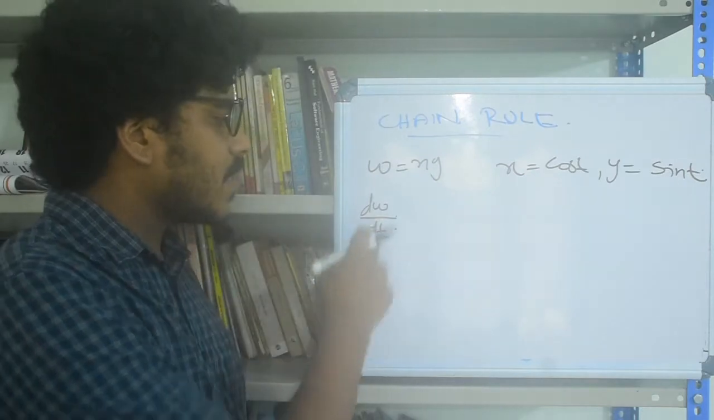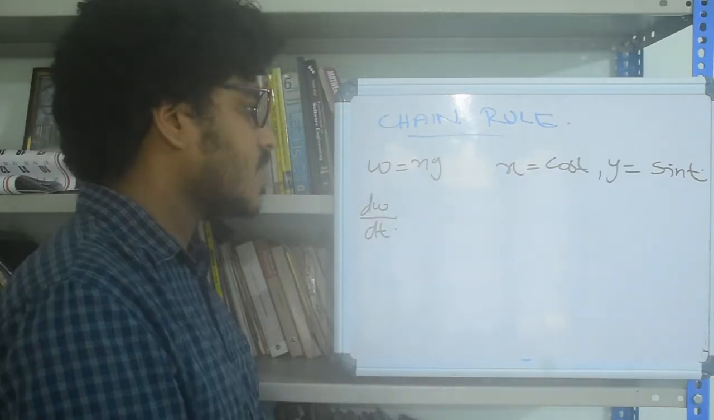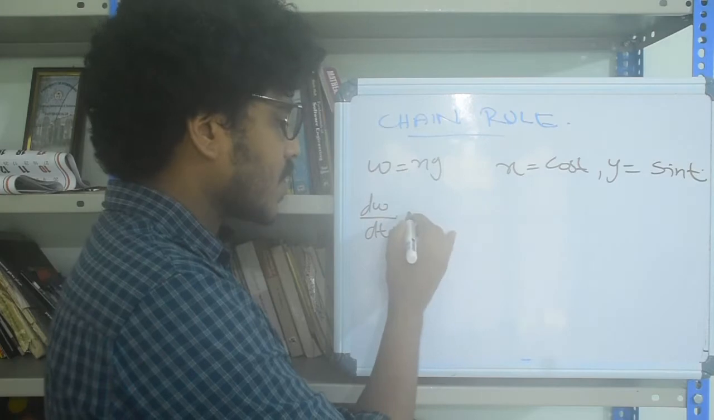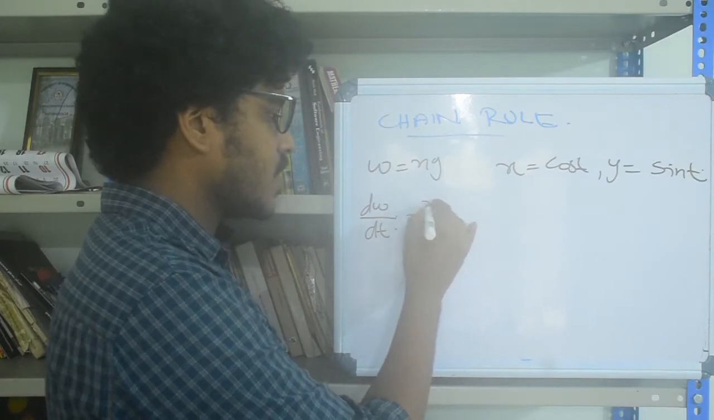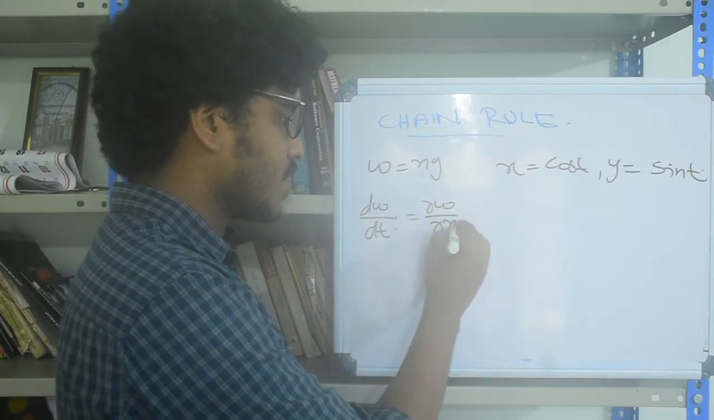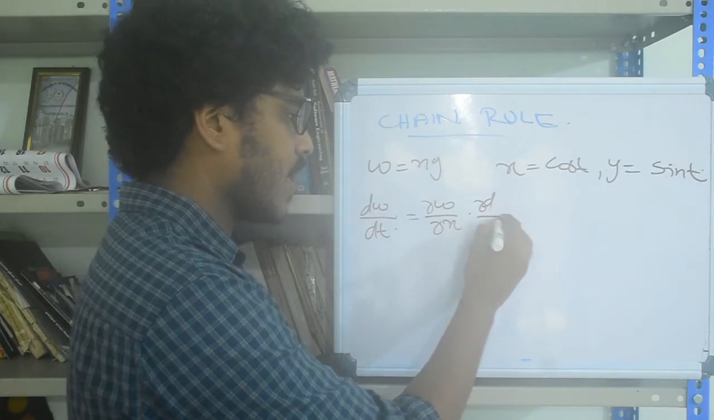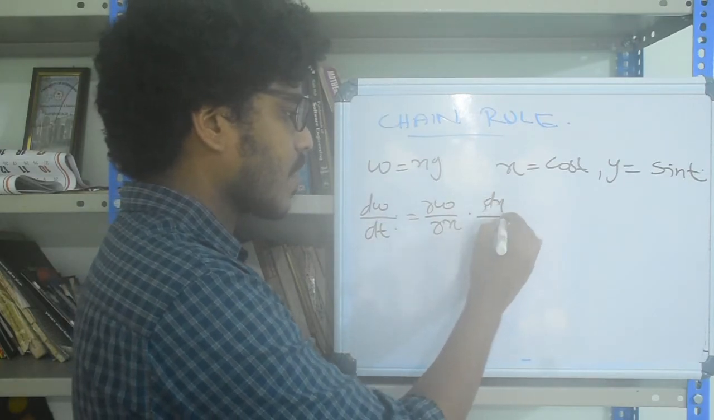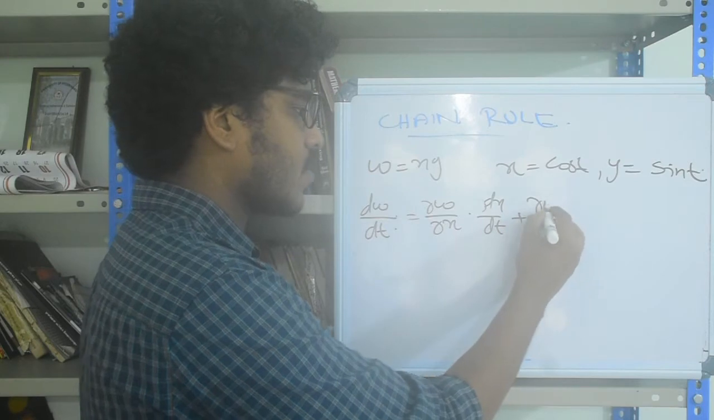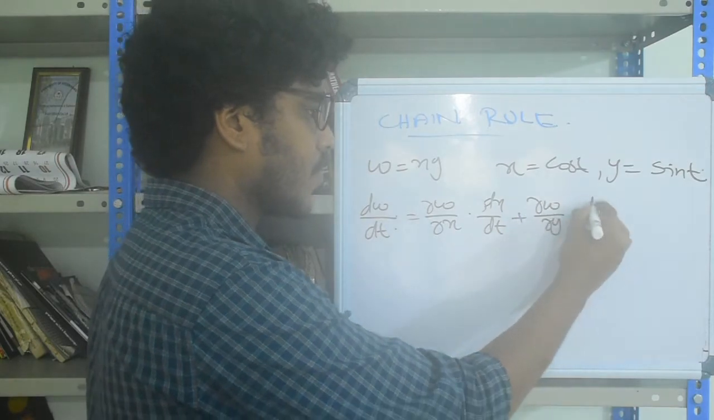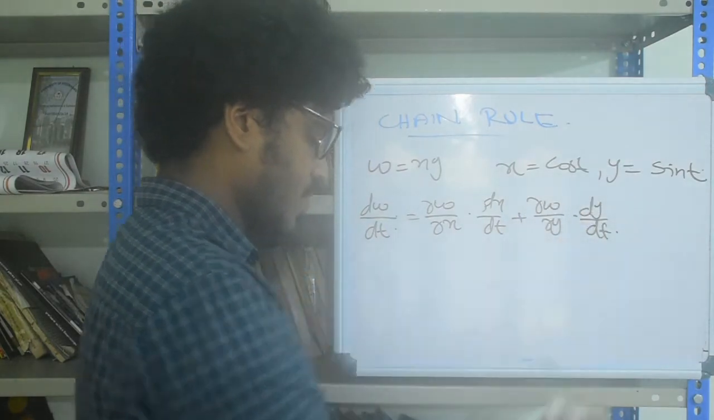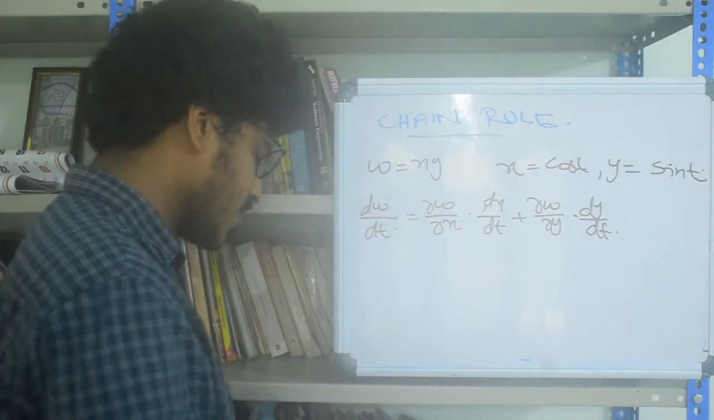So how do we evaluate dw by dt using the chain rule? What is the expression for dw by dt? It was partial w by partial x into dx by dt plus partial w by partial y into dy by dt. So let's find each term one by one.